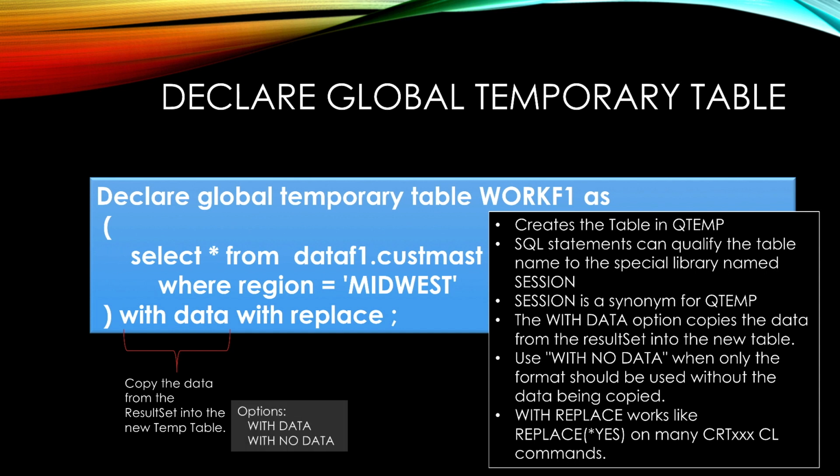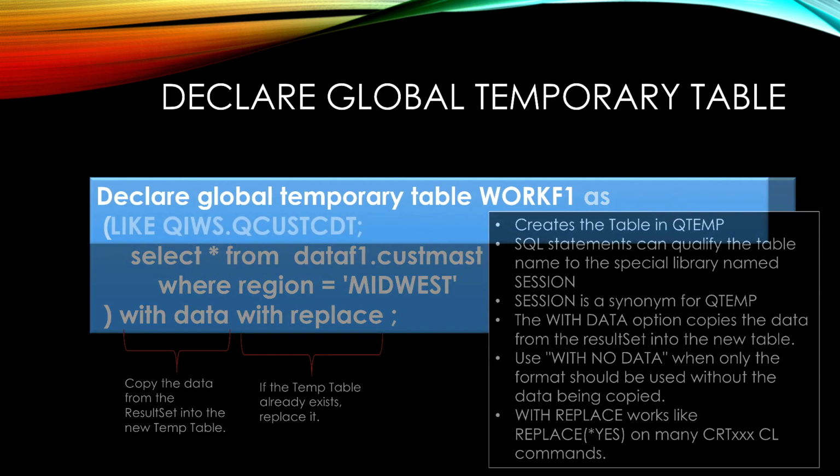Now, there's only two options here. You can either say with data, as I've done here, or you can say with no data, in which case the table is created, but it's empty. The second parameter I'm using here is with replace. What that does is act like the or replace option on the create or replace table statement, whereby if the global temporary table already exists in QTemp, with replace will cause it to be replaced by this new table. If you don't specify this, you get a runtime message that says global temporary table workf1 already exists.